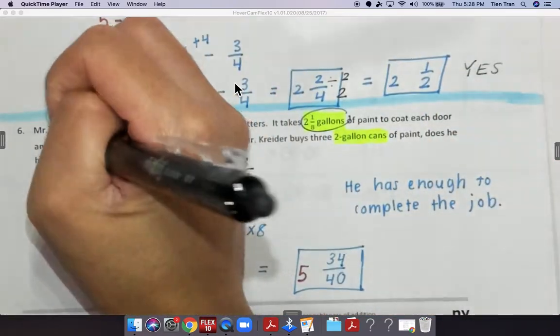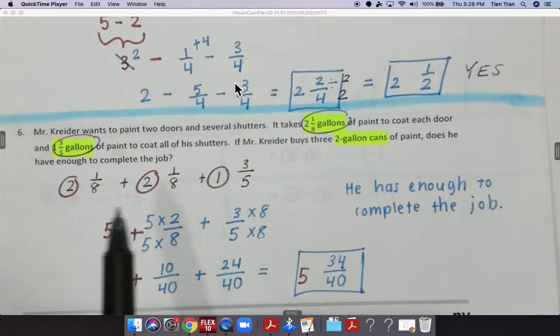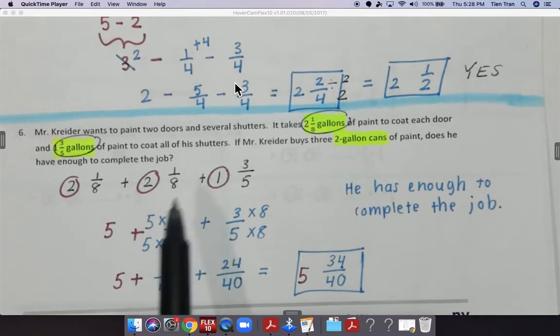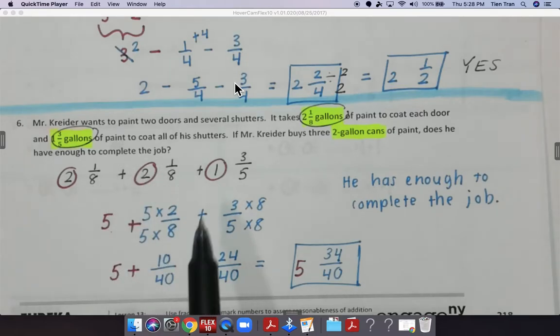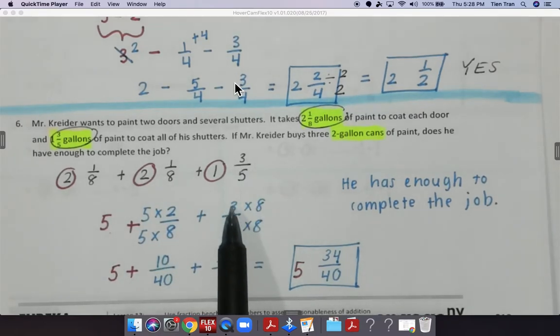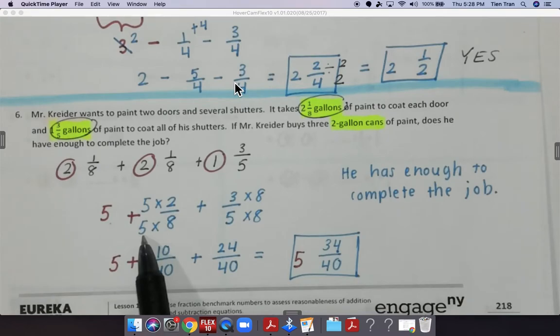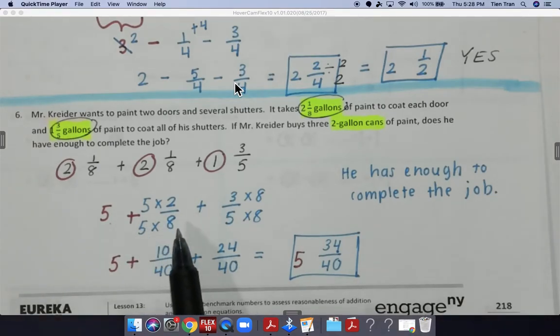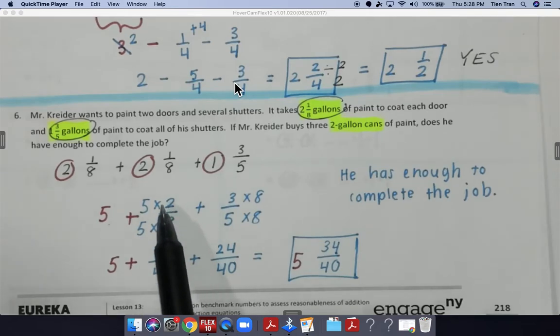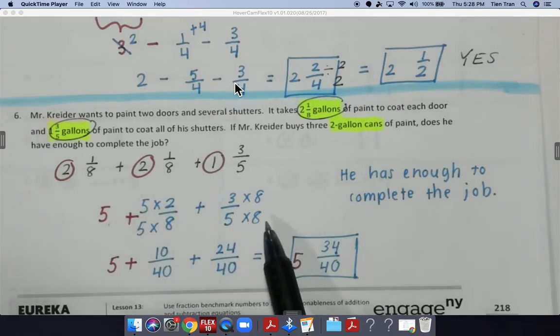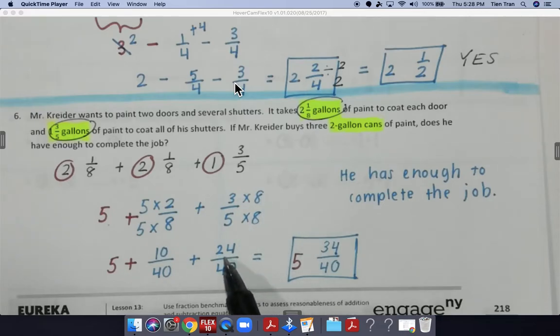And 1 3/5. So now I'm going to add 2 plus 2 plus 1 is equal to 5. And 1/8 plus 1/8 is 2/8. So I can put 2/8 and 3/5, I brought it right down. My common denominator for 5 and 8 is going to be 40. 8 times 5 is equal to 40. 2 times 5 is 10. 5 times 8 is 40. 3 times 8 is 24.